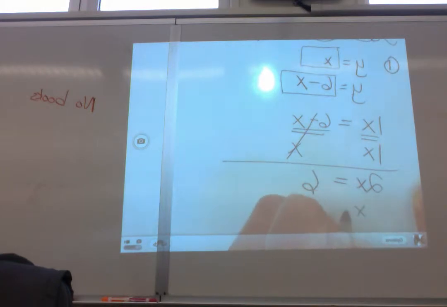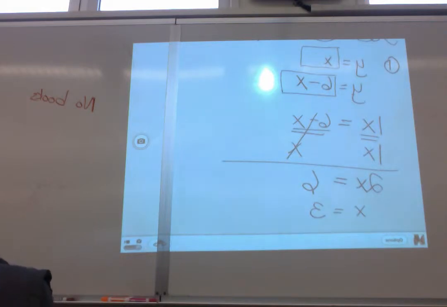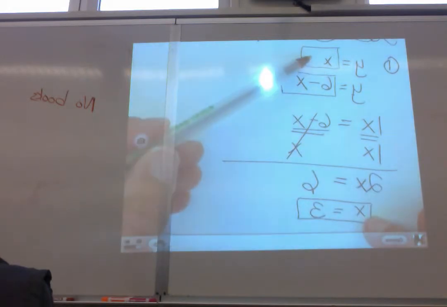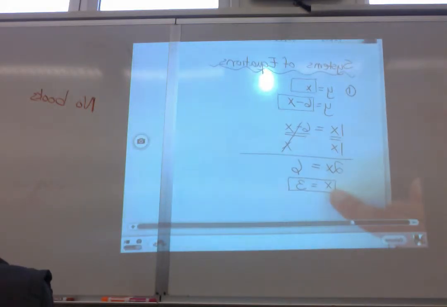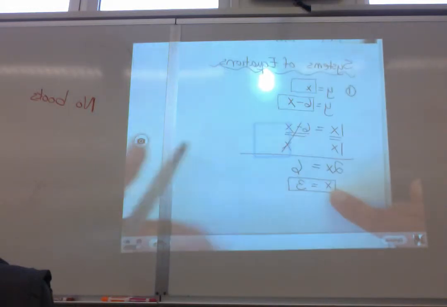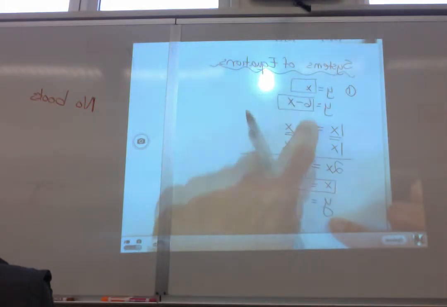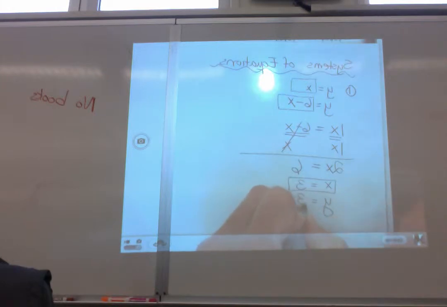Divide by 2 on both sides. x = 3. Now, in a system of equations, what you're looking for is that intersection spot, and that has an x and a y value. So this is half of our answer. Now we go up to one of the two equations up here and substitute that in. In this case, it's easy to substitute it into that first one. y equals x, and if x is 3, that means y equals 3 as well.